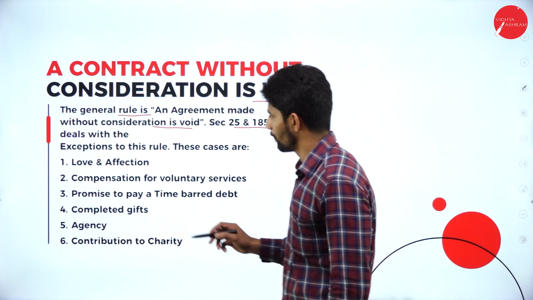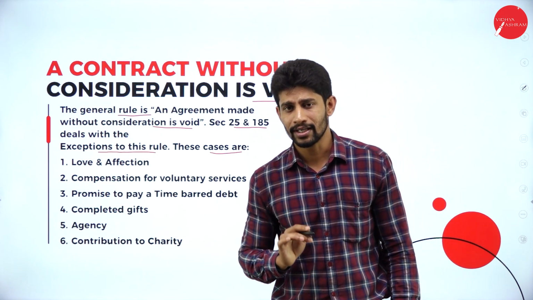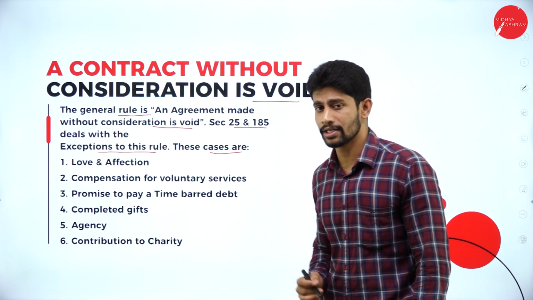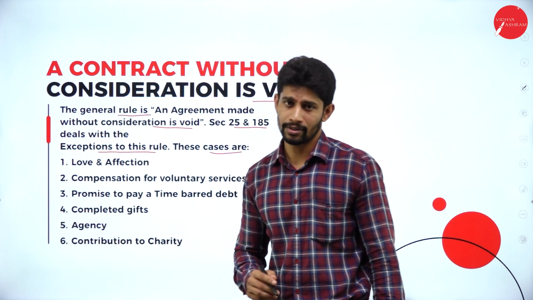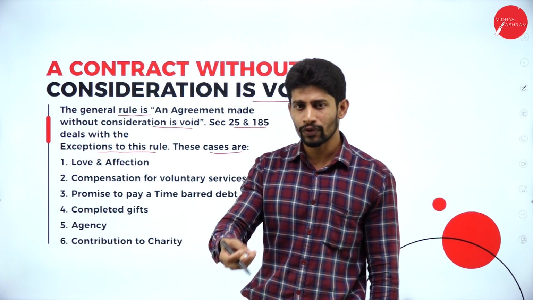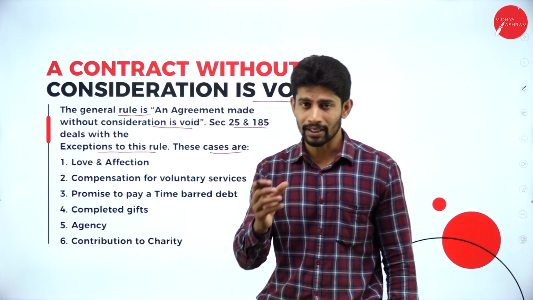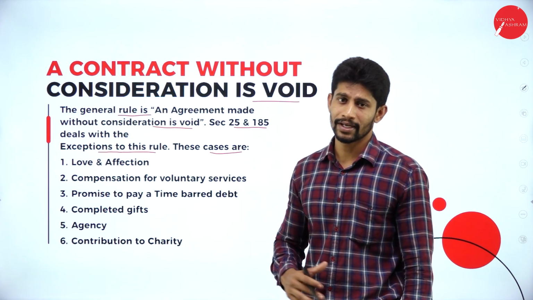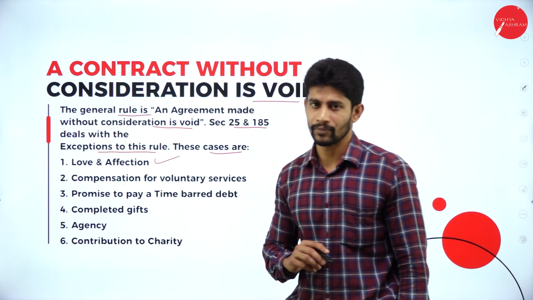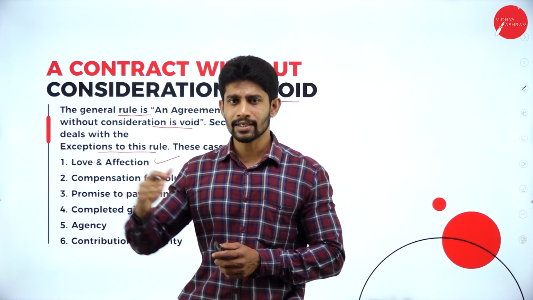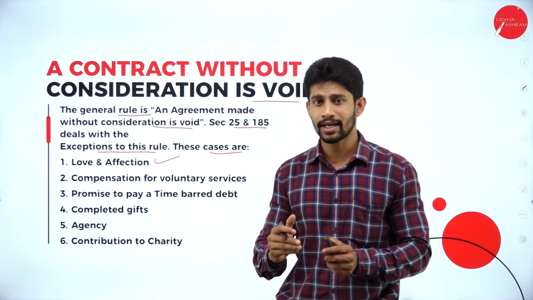Section 25 and section 185 deal with the exceptions to this rule. In general, the law says any agreement without consideration is void, but section 25 and section 185 deal with exceptions. So in a few cases it is exceptional: even though without consideration, we can do the transactions, get into an agreement, and create a valid contract between the parties. So which are those exceptional cases? Love and affection. With love and affection, if parents are transferring their property to your name, that can be considered a valid contract, a valid agreement.